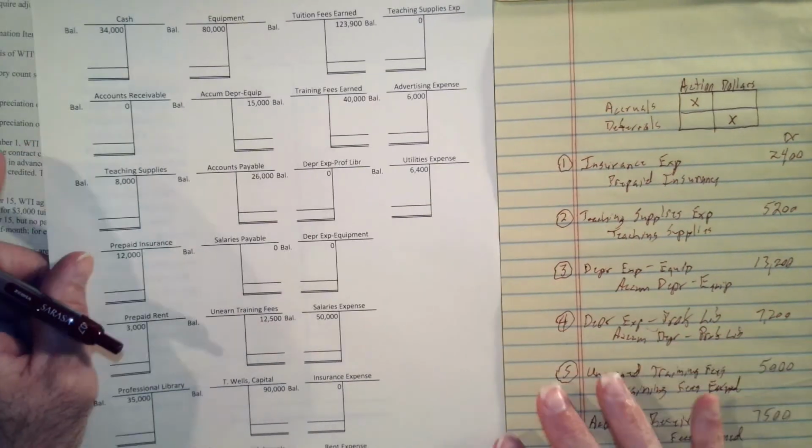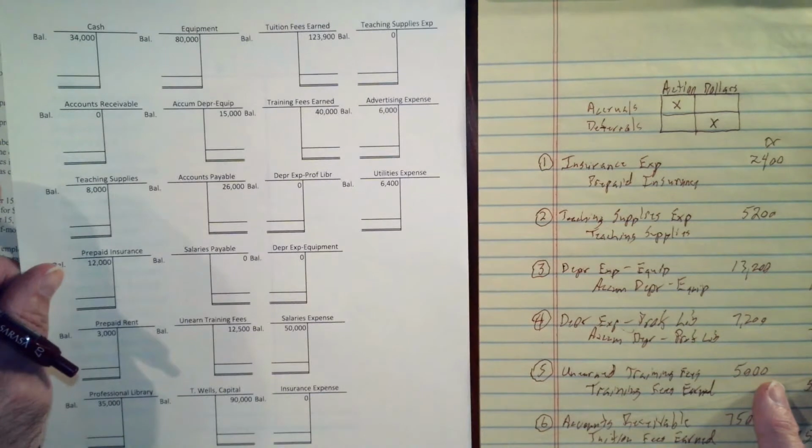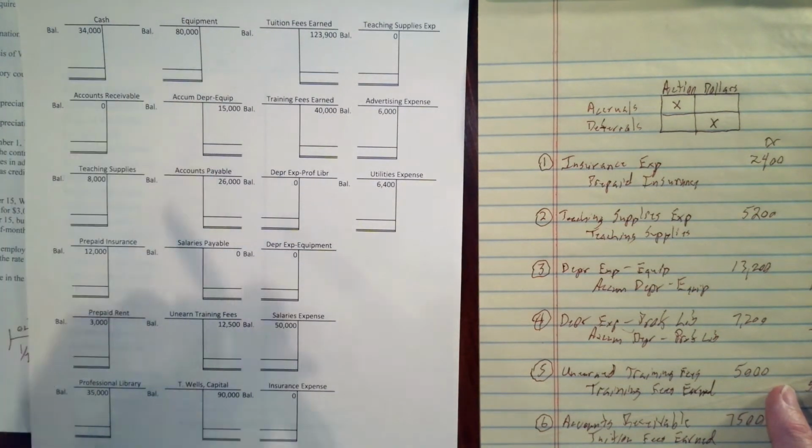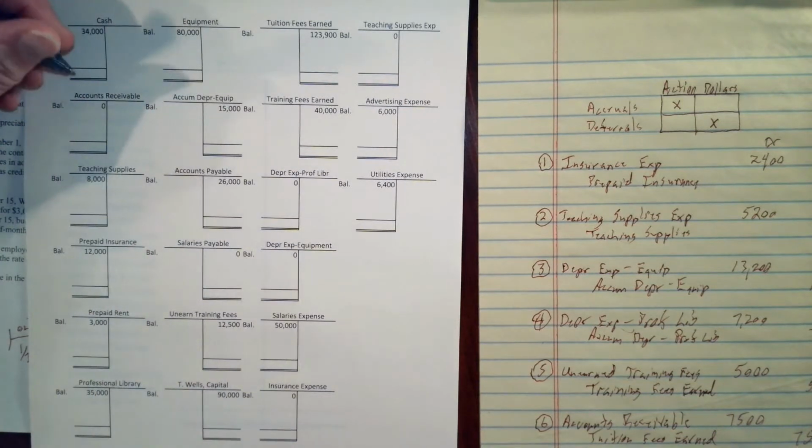So what we do is we start with the first thing. There were no adjustments to cash, so cash hasn't changed. It doesn't budge an inch. I'm going to go ahead and total cash for $34,000.